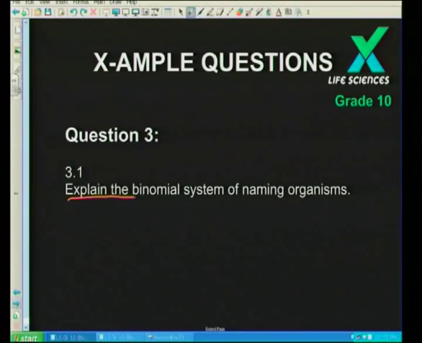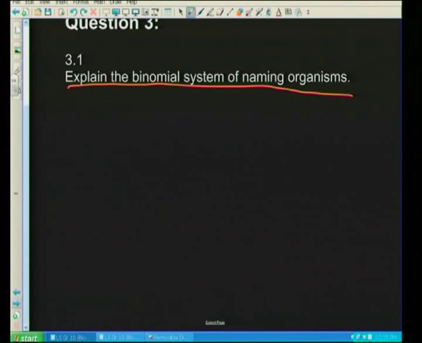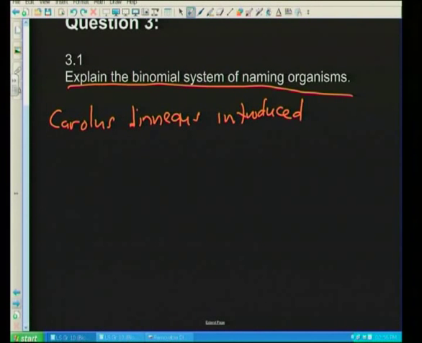We now go to question 3. Right, we go to 3.1. Explain the binomial system of naming organisms. Now to explain it, because it's an explanation and not a single word, we have to say that it was Carolus Linnaeus who introduced the binomial system. The binomial system. It is the two naming system.